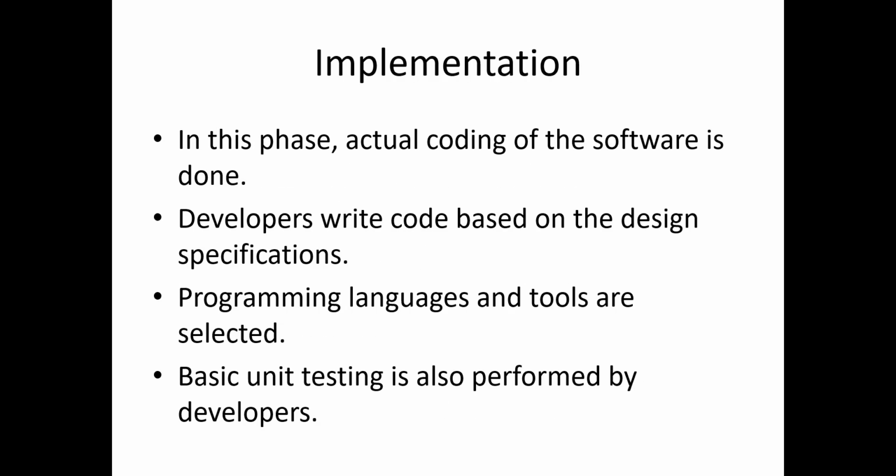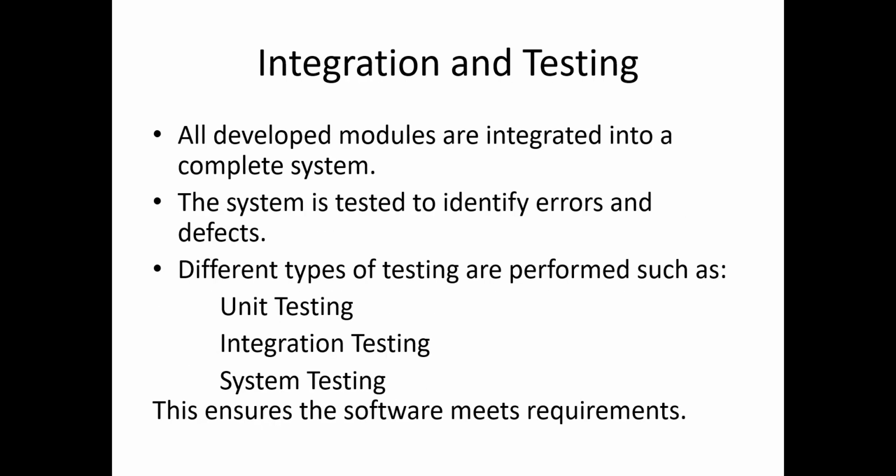Then comes implementation. In this phase, actual coding of the software is done. Developers write code based on the design specifications. If the design is function oriented, then the developer must use a procedure oriented language. If the design is based on object orientation, then the developer must use Java, C++ languages. The programming languages and tools are selected. In addition to this, in the implementation phase itself, basic unit testing is also performed by the developer.